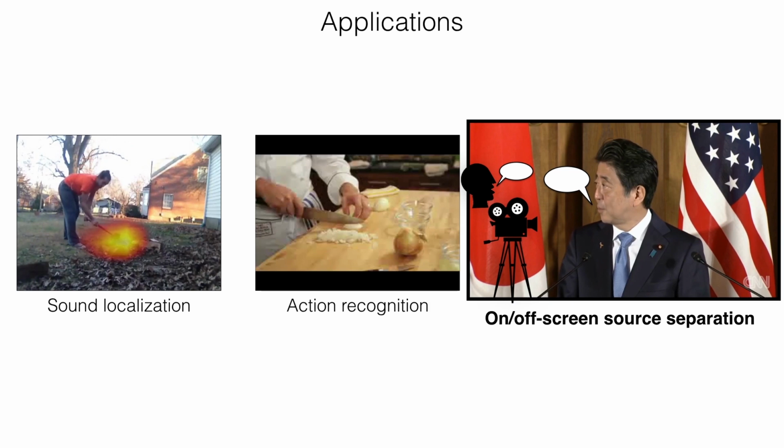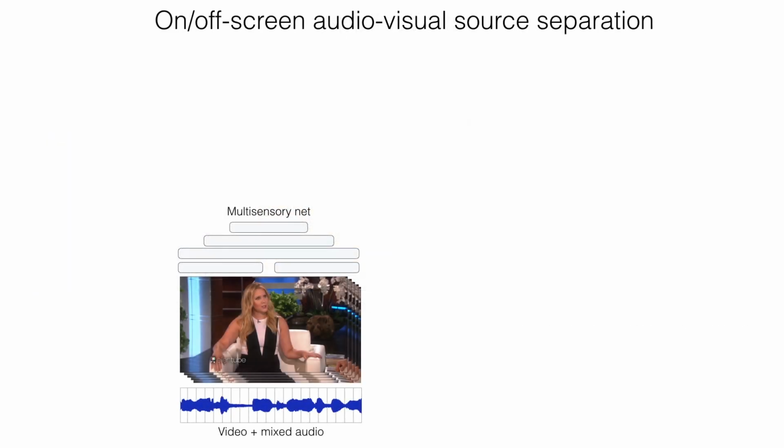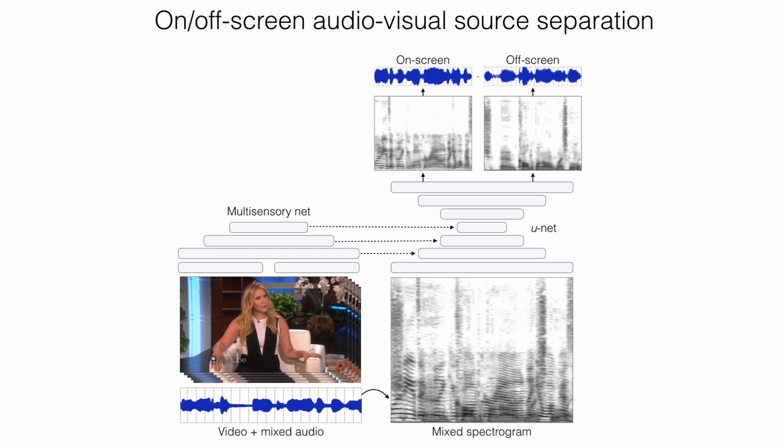Finally, we use the representation for audio-visual source separation. To do this, we augment it with a second network that separates an input spectrogram into 2 components: the sound that's occurring on-screen and the off-screen sound. During training, we synthetically generate off-screen sound by adding a random audio track to that of our input video. Here are some results on real-world audio mixtures.